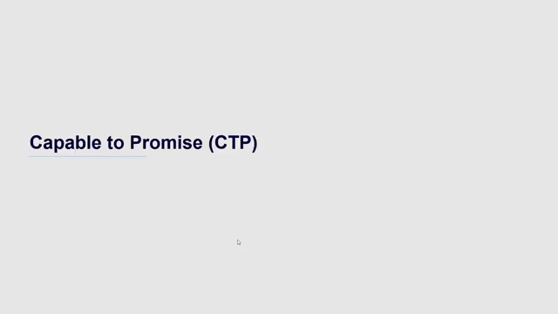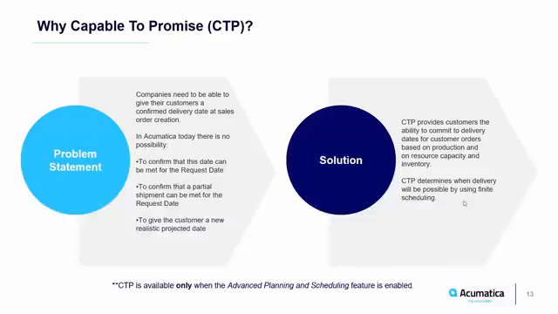Now let's talk about Capable to Promise. For Acumatica customers that are doing manufacturing, the ability to provide customers with accurate delivery dates during sales order creation is a critical requirement. With the new Capable to Promise feature, a customer service manager can confirm that the customer's request date can be met, or if the date can't be met, check to see if a partial shipment can be made by the request date. This ensures that a realistic projected or promised date is provided to their customers.